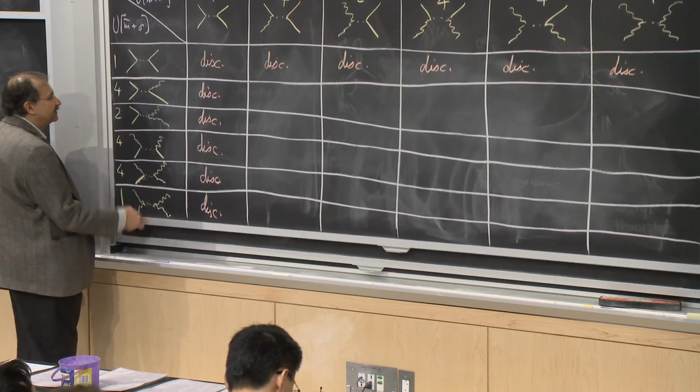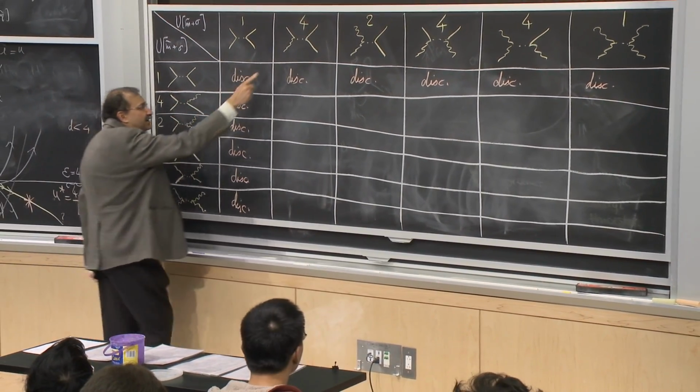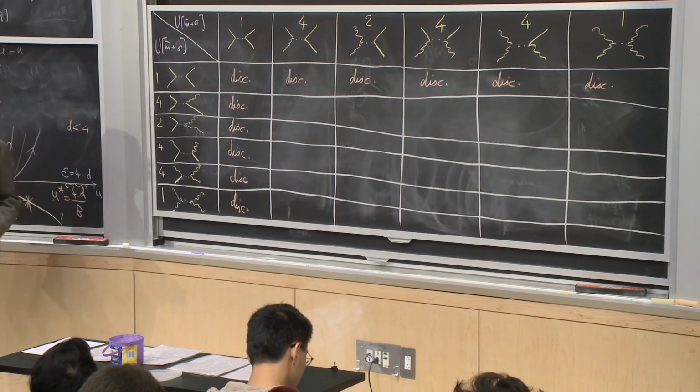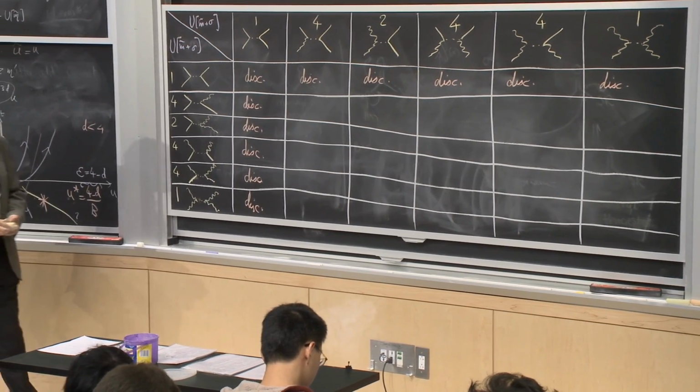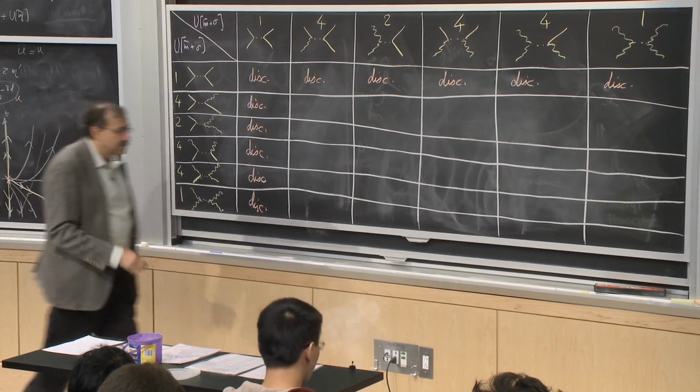Now let's see the next one. I have a wavy line here, a sigma here, and a sigma here. I can potentially join them together into a diagram that looks something like this.